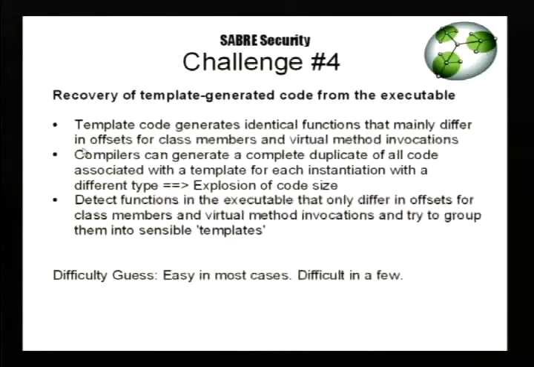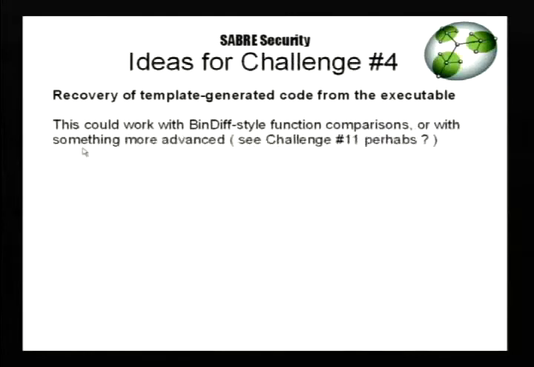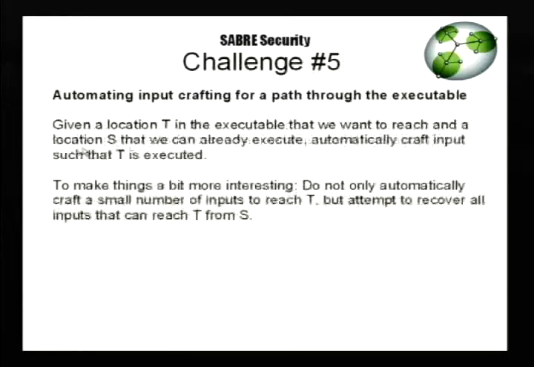So the challenge here would be to detect functions that are the same, except for changing some offsets when they're operating on classes. And that should not be too hard. I think in most cases that should be relatively easy. I don't know, it might work with bindiff style algorithms, it might work with something on a semantic level better, I don't know.